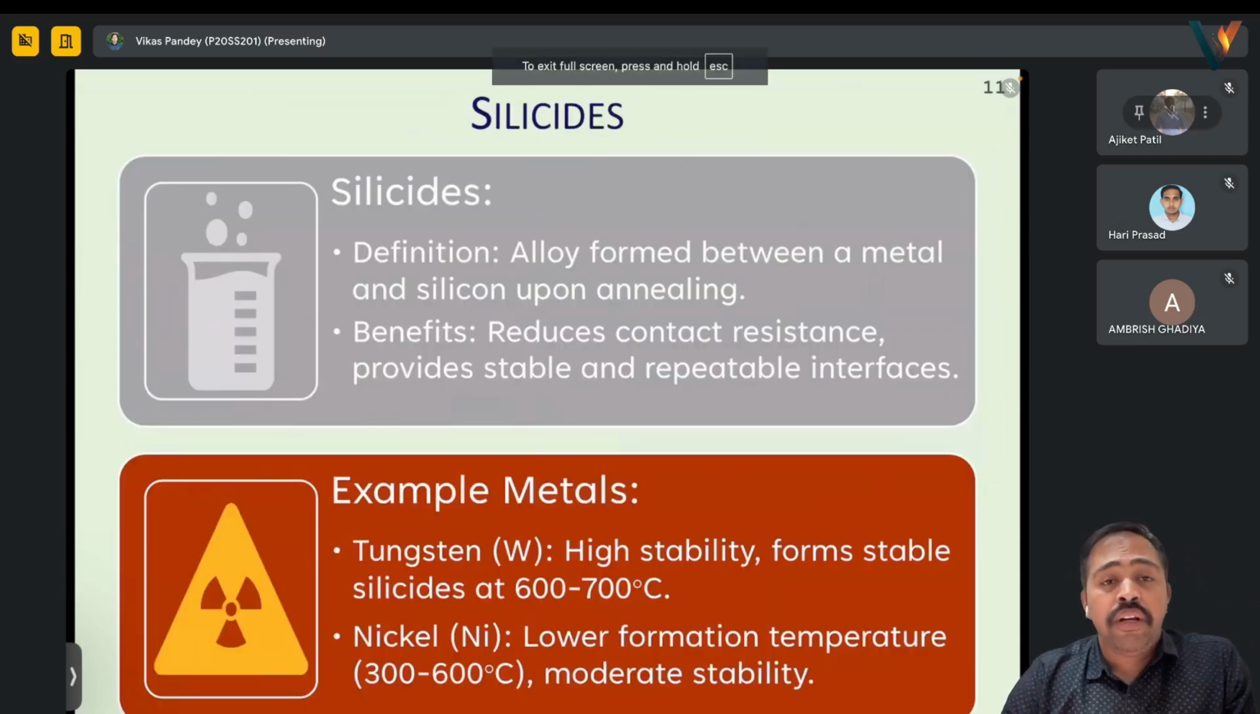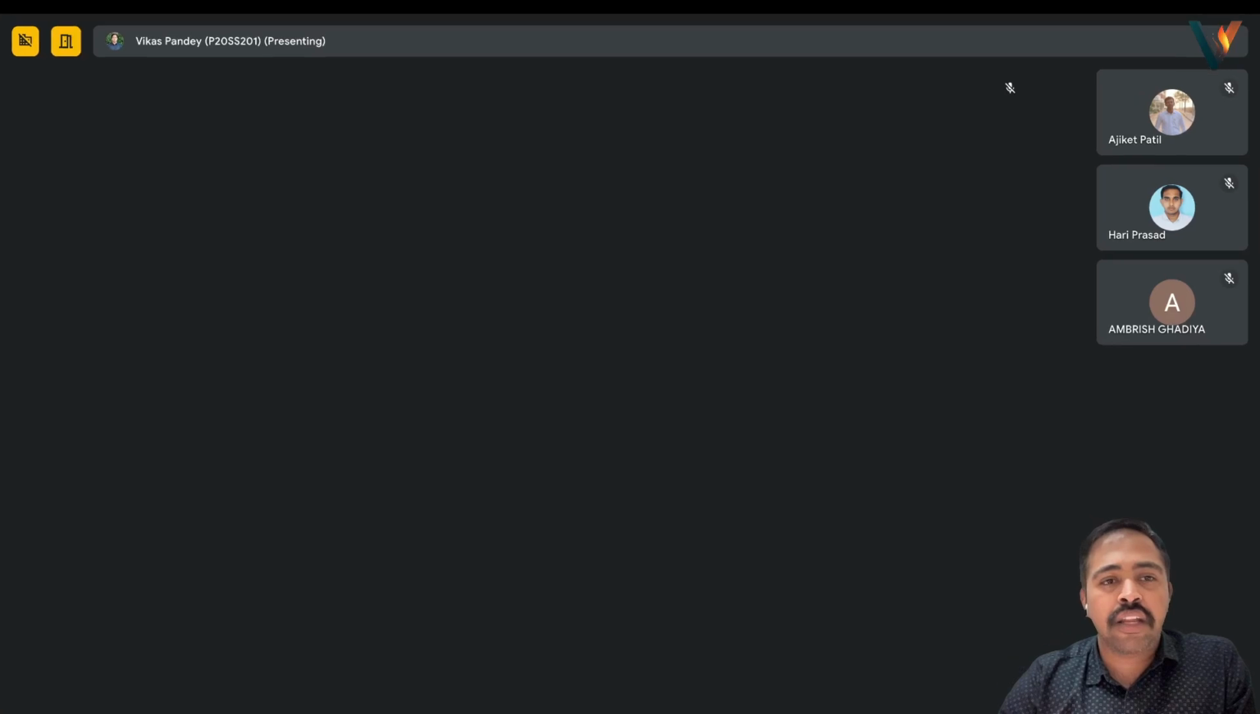Now there is another problem, that is silicides. When we are dealing with silicon, certainly silicon can have some reaction too.